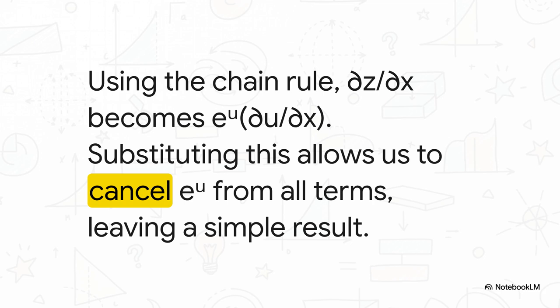We have to connect this all back to our original function u. Since z equals e to the u, we can use the chain rule to find the derivatives. And when we substitute those back into the equation, we get an e to the u term on both sides. And you know what that means. They cancel out perfectly. Gone. Leaving us with this incredibly simple and beautiful result.